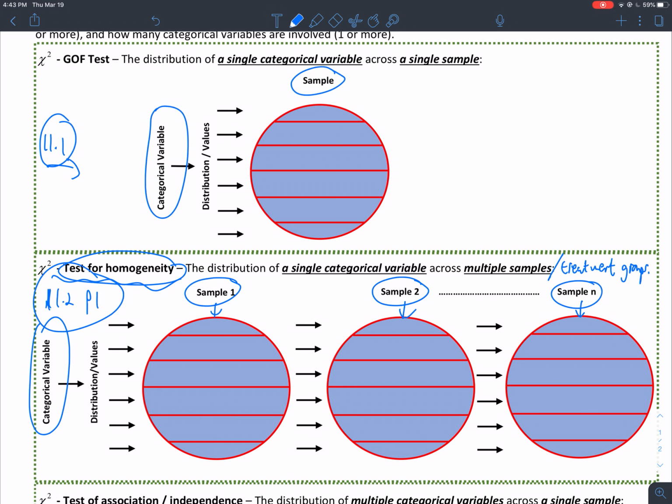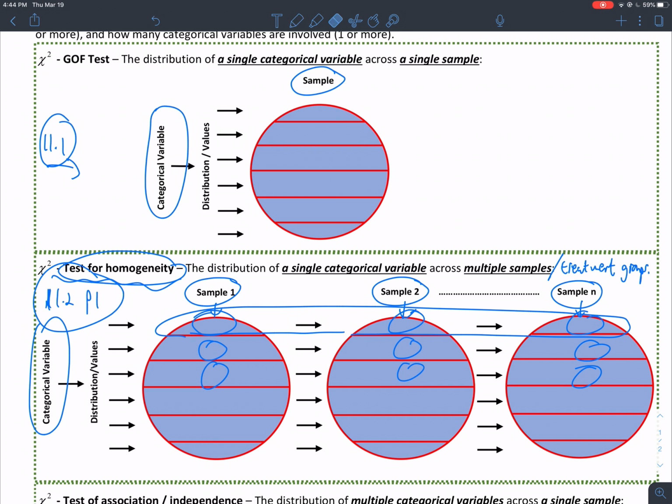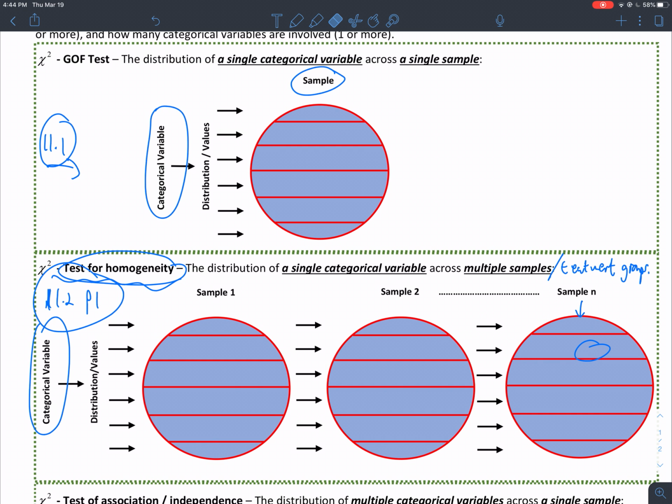Okay? And again, our claim actually will be that this categorical variable is distributed the same across all these populations. So I want to be doing a test to see that this distribution, this proportion, is the same as this, is the same as this, and then this one is the same as this one, is the same as this one. That's our claim, that there's no difference in the distribution of this one categorical variable across the samples. So that will be our null hypothesis that we're going to work towards.